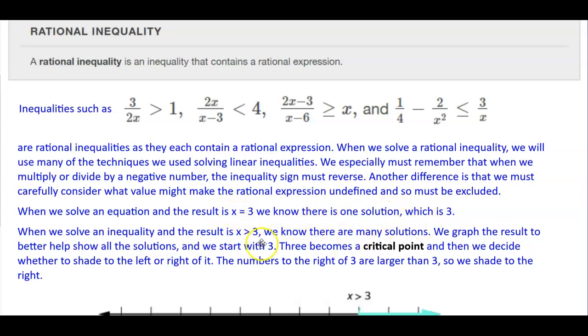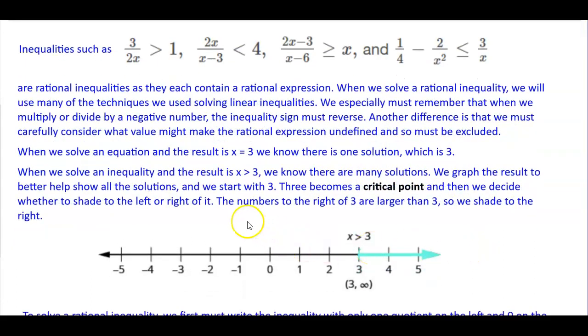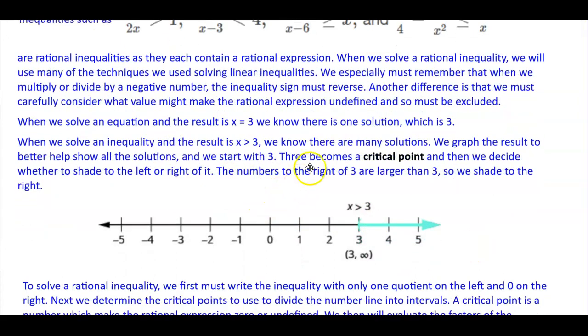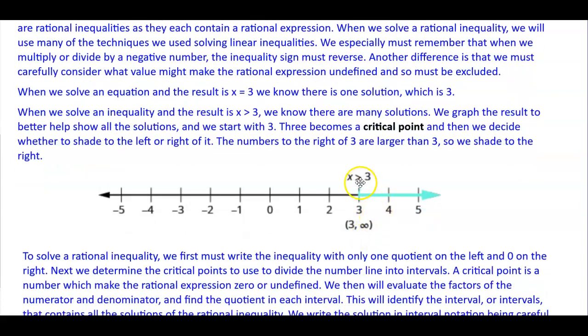When we solve an equation and the result is x is equal to 3, we know there is one solution, which is 3. Now, when we solve an inequality and the result is x is greater than 3, we know there are many solutions. We graph the result to better help show all the solutions, and we start with 3. The 3 becomes a critical point, and then we decide whether to shade to the left or the right of it. The numbers to the right of 3 are larger than 3, so we shade to the right. Since it's greater than, we have a parenthesis there and not a bracket because it's not including the value of 3.